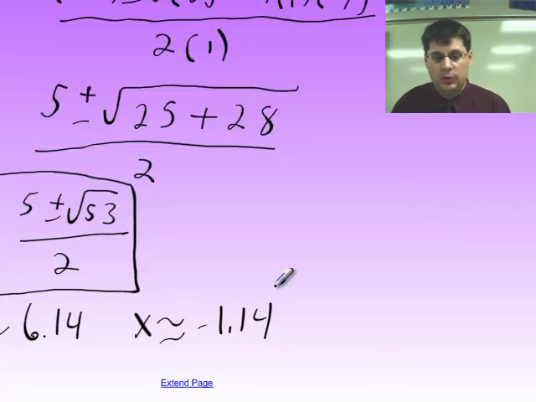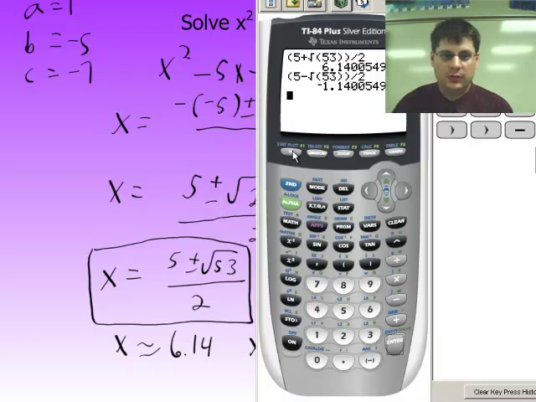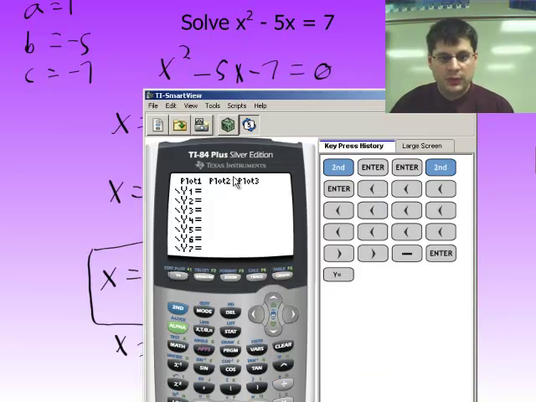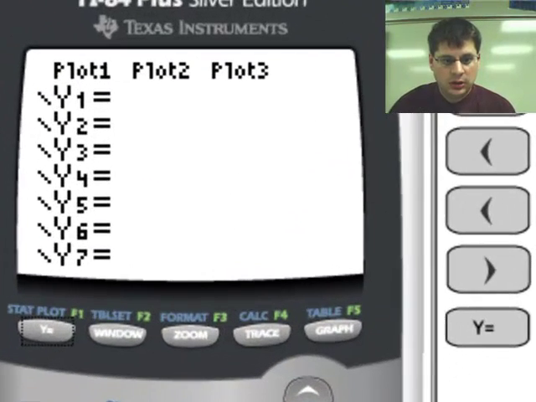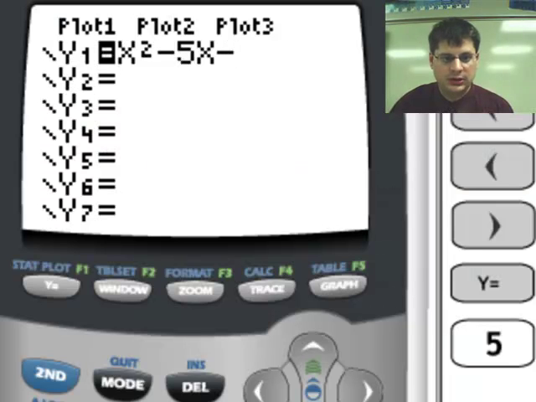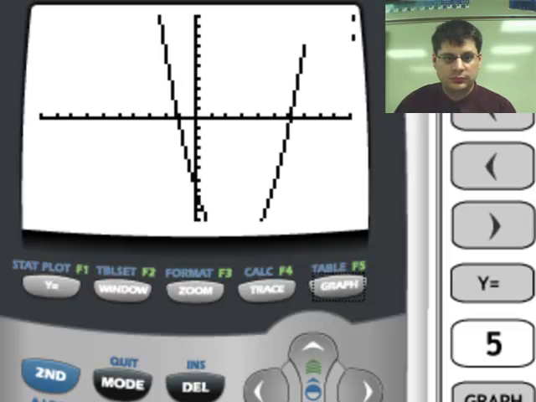Okay, now I wrote those down so that we can see what this looks like and get a graphical representation of our equation. So originally our equation was x squared minus 5x minus 7. And I'll graph this. And I want to find the x-intercepts.